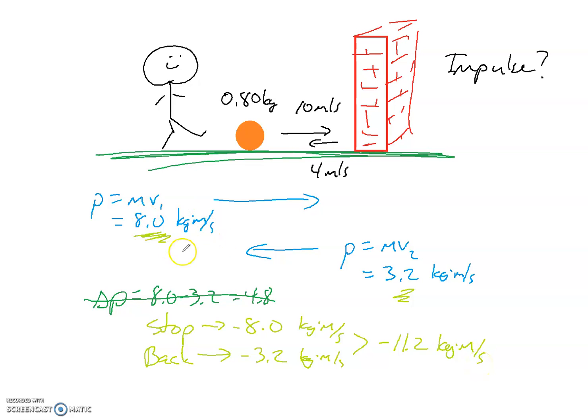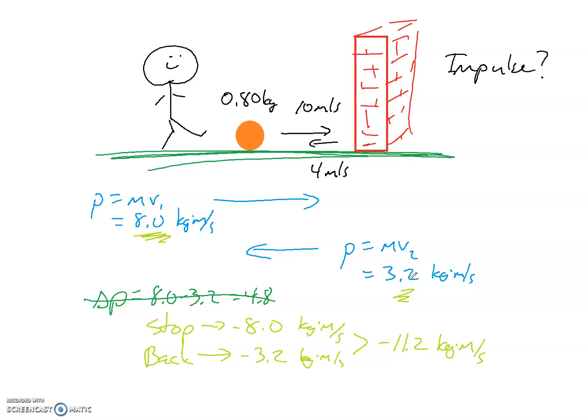Okay, which is a lot more than what it even started with. But remember, this is the change in momentum, not the actual momentum. All right, so the ball came in with 8 for momentum. The wall stopped it, so it took away 8, and then threw it back with another 3.2 for a total of 11.2, which allows it to have its 3.2 on the way back.